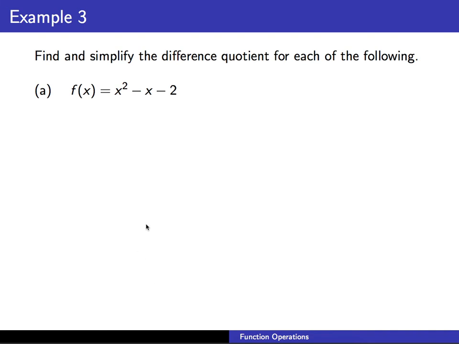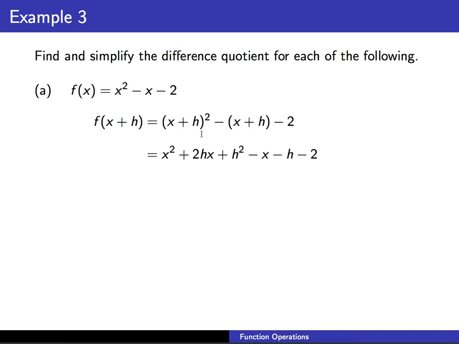So let's start with f of x is x squared minus x minus 2. First step, we're going to evaluate this at x plus h. So we'll plug in x plus h wherever we see an x. So x plus h in parentheses squared, and then minus the x plus h here, and minus 2. X plus h squared is x squared plus 2hx plus h squared. And you'll probably see quite a few quadratic expressions, so it might benefit you in terms of time to know that x plus h in parentheses squared is x squared plus 2hx plus h squared.